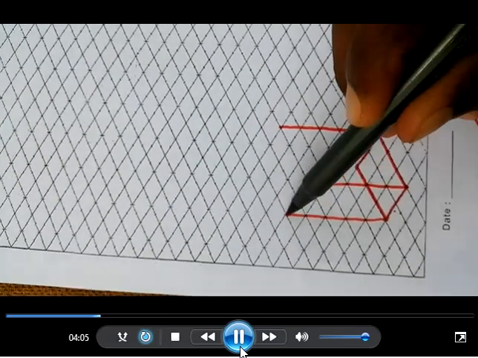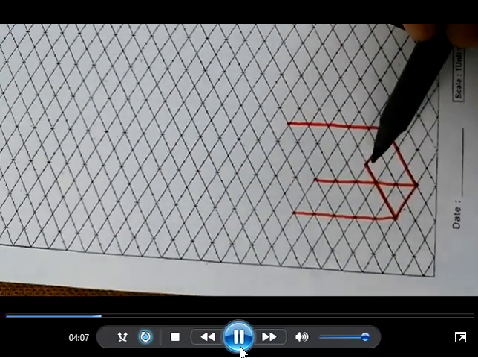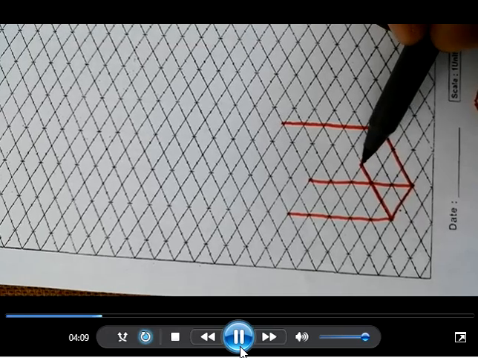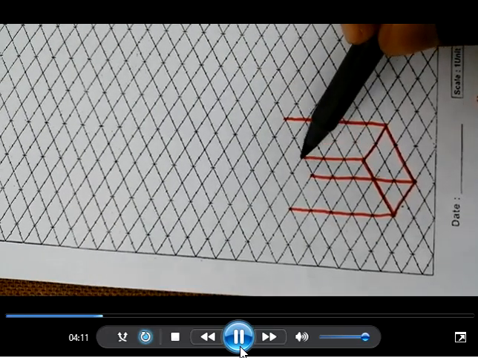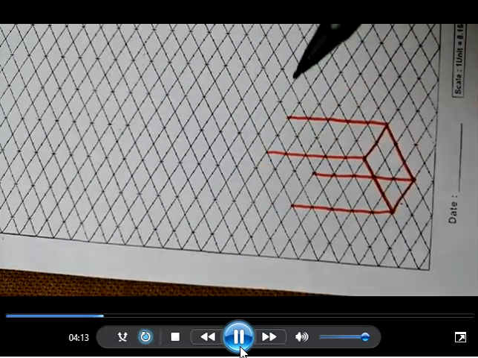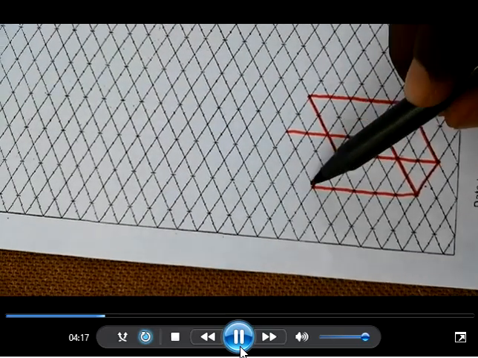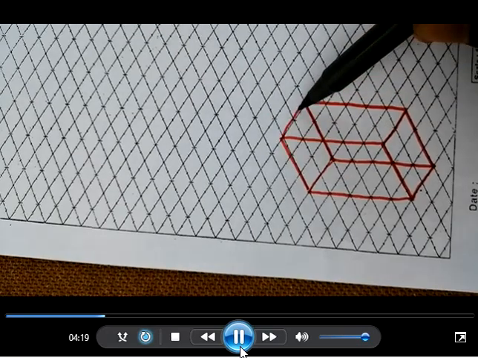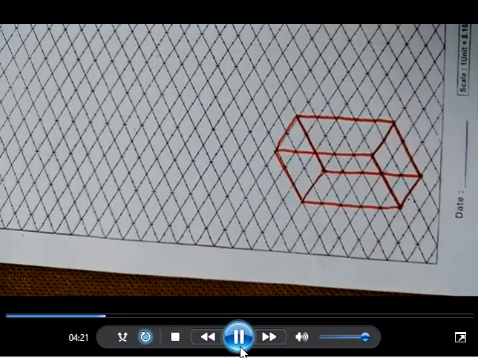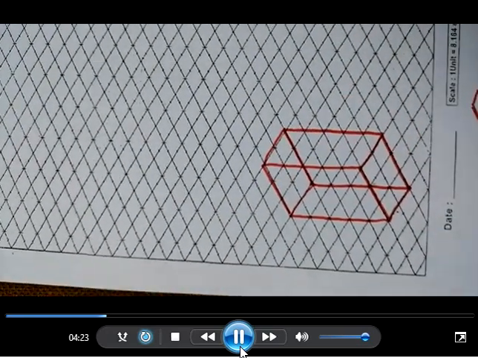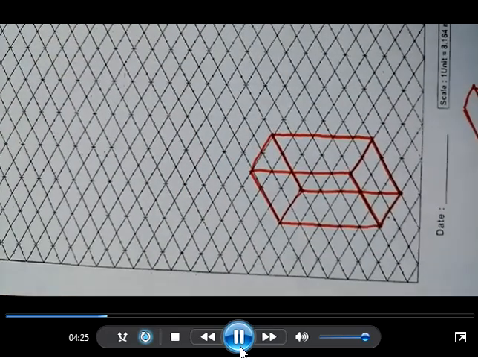Project one more vertical line. And the last vertical line from the fourth corner: 10, 20, 30, 40 and 50. Connect these corners. That completes the rectangular prism of base dimension 20 by 30 and height 50 mm.